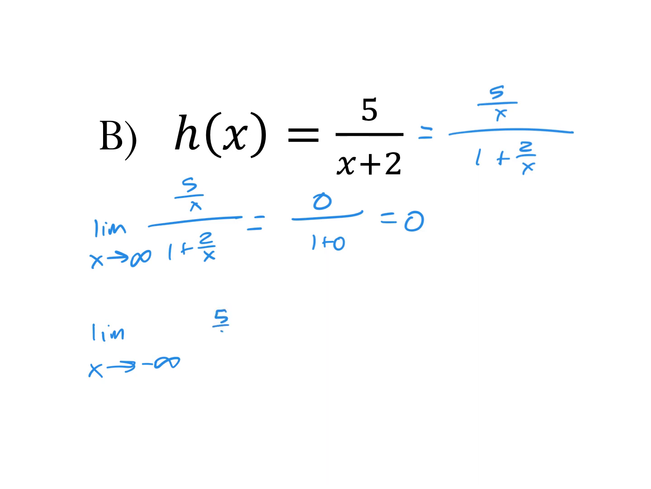Likewise, if I do this one, I get 0 over 1 plus 0, which is 0. Now technically, sometimes my brain works faster than my mouth. This is going to make sense in just a second. Technically, the question is to determine any horizontal asymptotes, which are equations, so in this case it would be y equals 0, because that's what the y is equaling.